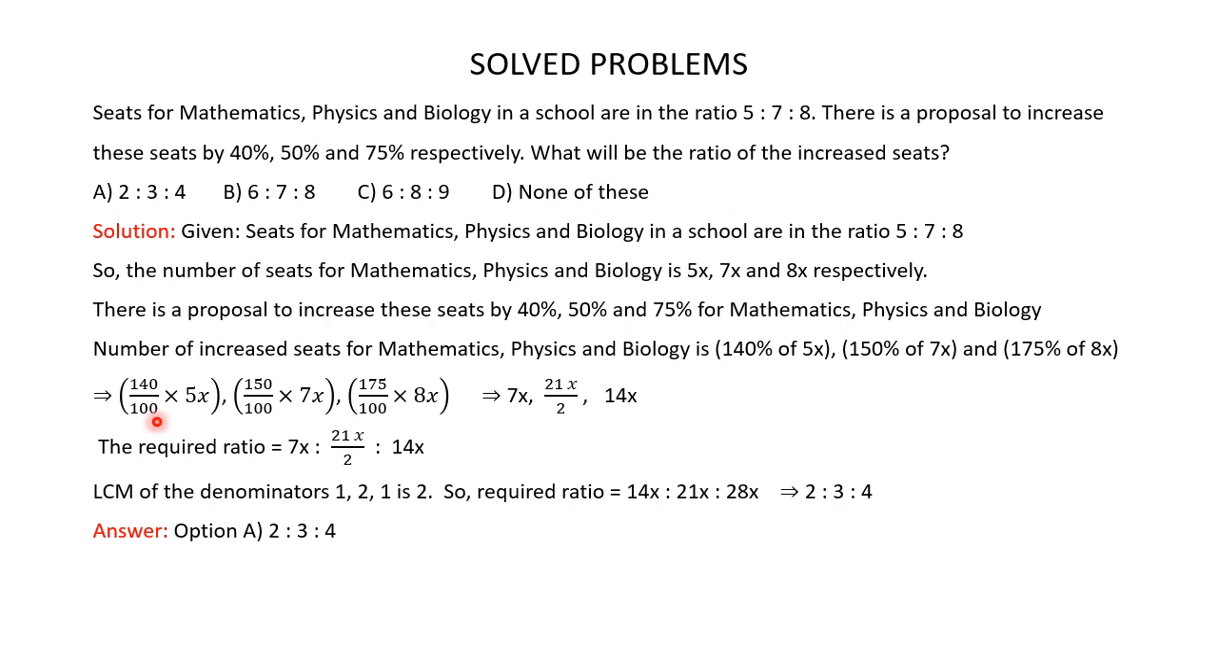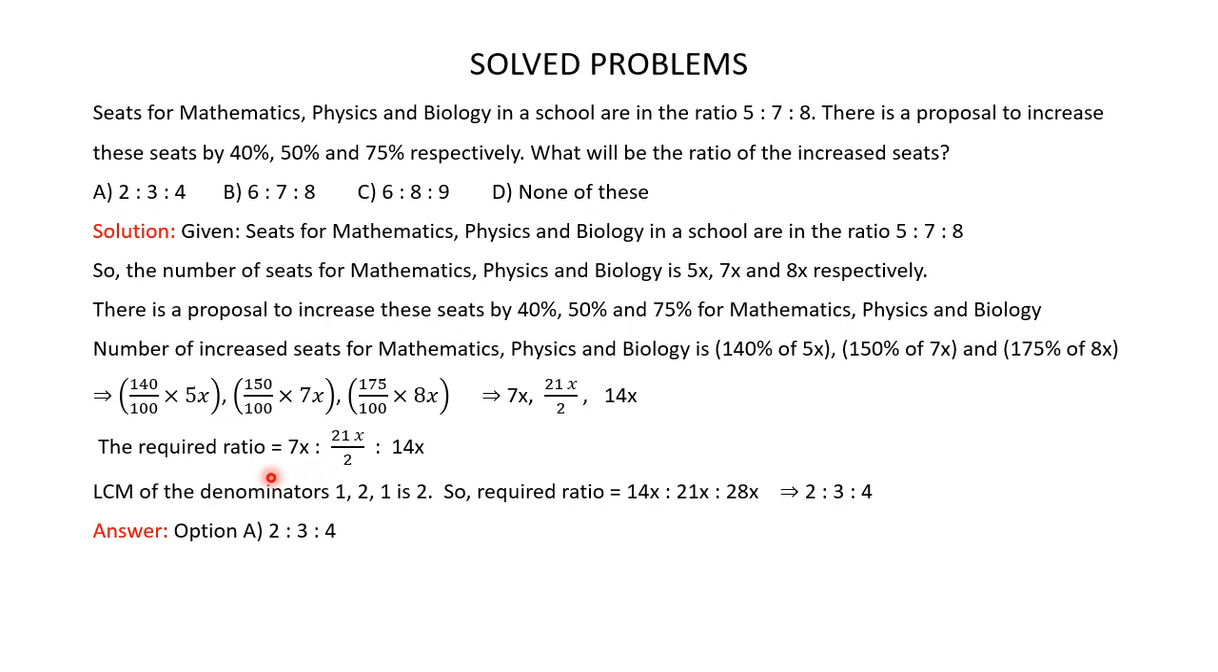This means 140 by 100 multiplied by 5x, 150 by 100 multiplied by 7x and 175 by 100 multiplied by 8x. On solving we get 7x, 21x and 14x. So the number of increased seats for mathematics is 7x, for physics it is 21x by 2 and for biology it is 14x. So the required ratio is 7x is to 21x by 2 is to 14x.